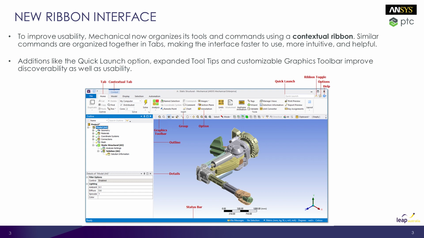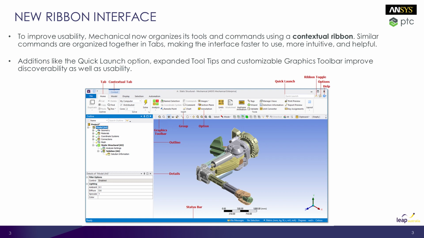Okay, so first things first, the new interface. This is what Mechanical looks like now. It's more Microsoft-like. There's a ribbon across the top, or I suppose it's more SpaceClaim-like. So we still have the tree, that's all the same. Details window's the same, geometry window's the same, except what's here is different.